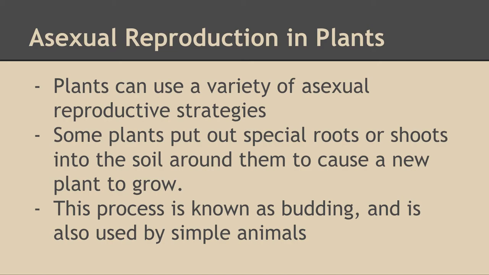Some of them will grow out special roots or shoots that allow them to grow a new plant. If you've ever seen wild strawberries in the Rockies, sometimes you'll see these shoots that we call runners. They're the little red vines that grow on the ground, and it grows from the stem of one plant and finds a place to put down some new roots, and eventually that plant can break off and become its own individual. This process is often known as budding, and many simple organisms use it too.